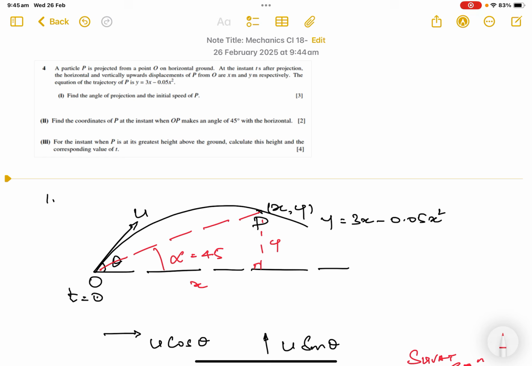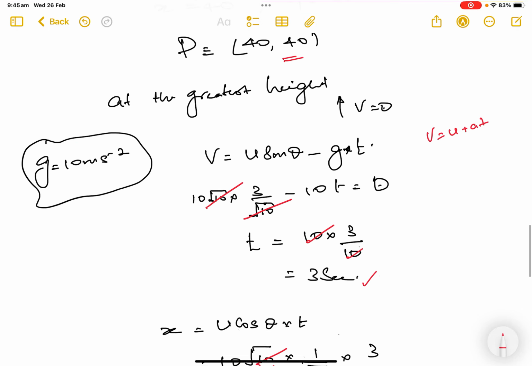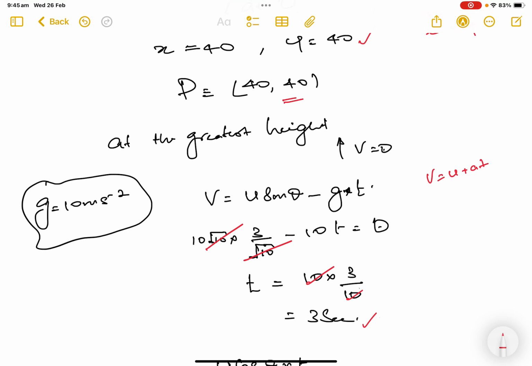Next question: for the instant when P is at its greatest height above the ground, calculate the height and the corresponding value of t. So we should know what the greatest height means. At the greatest height, the top of the trajectory, the vertical velocity v equals 0. This is u cos theta horizontally. Anyway, at the greatest height, the vertical velocity is 0.